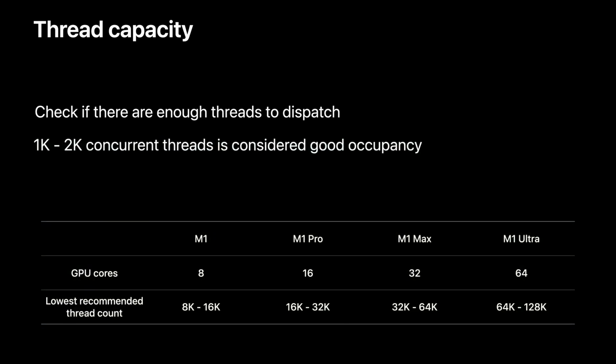Start by computing how many threads the workload produces and roughly see if the dispatch will saturate the whole machine. For a relatively complex kernel, 1K to 2K concurrent threads per shader core is considered very good occupancy. So take 1 to 2K thread groups per GPU core as a rule of thumb. Now, you can compute if you have enough work to fully saturate the hardware. The table here shows the lowest recommended number of threads to saturate different SoCs.